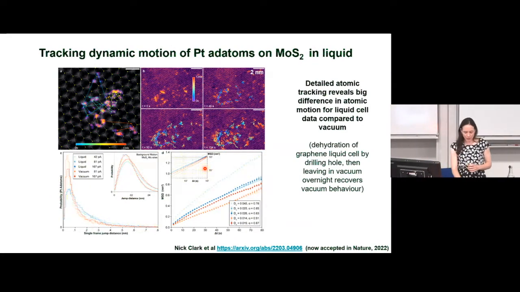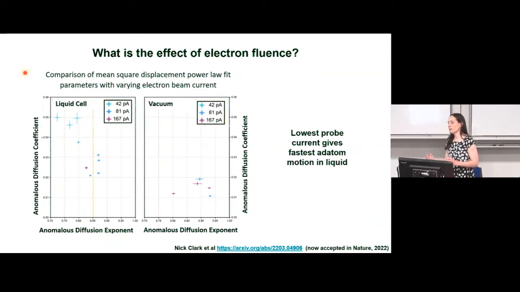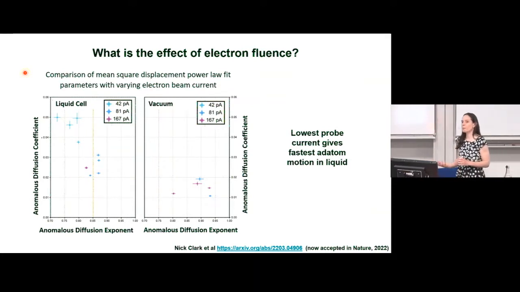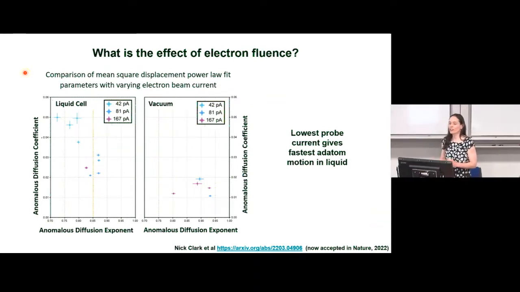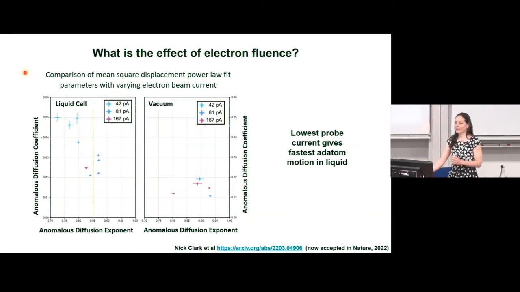Interestingly, and again, you don't have to get the details of this, it's surprising that if you use the lowest possible dose to still be able to see the atoms, then that's when you get the fastest motion. And that's kind of surprising, since you'd think the electron beam was giving the material the energy to drive the motion of the atoms on the surface.